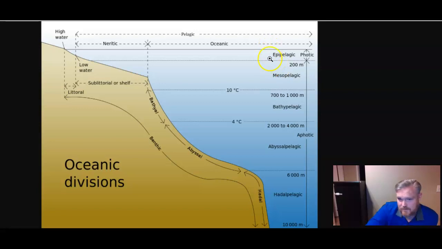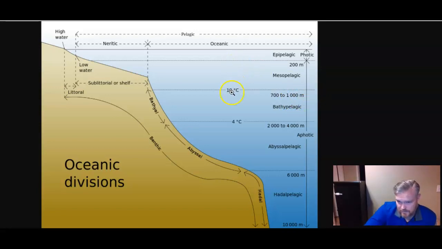But light doesn't penetrate too much past the epipelagic zone. Epi means surface, by the way. Pelagic is the zones that we're talking about. So this is the surface open ocean zone. So epipelagic extends to 200 meters. It has light. And then once we go below 200 meters, we start losing light fast. The mesopelagic zone barely has any light. It goes down to 700 meters, 700 to 1,000 meters.